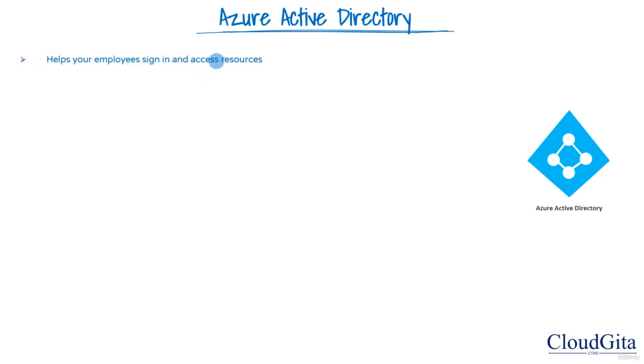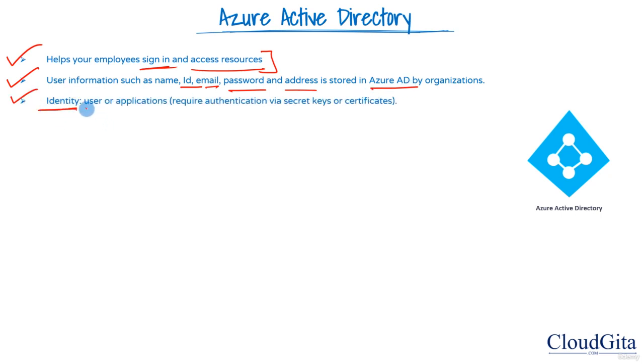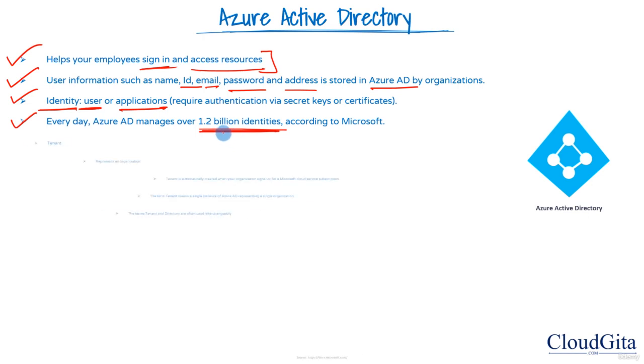So let's quickly see what we have discussed so far. Azure Active Directory helps your employees to sign in and access resources. This is a very simple definition, right? Now, user information like your ID, your password, it can be your email ID, address, your job title, and so many other pieces of information. All of this can be stored within Azure Active Directory, right? And this identity, as we discussed, is not just users. It can also be applications. And every day, Microsoft says that Azure Active Directory manages 1.2 billion identities. So this is huge. This is a big service, you can imagine, right?